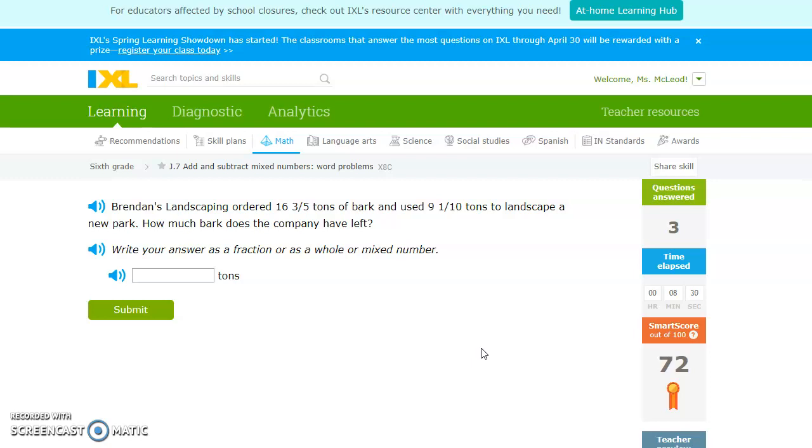So if we use something, that means it's gone. And if we use something, that means we're subtracting. Okay, also let me use my vocabulary words to see if that helps me as well. Here we have, how much does the company have left? So that's telling me, we're looking for what's left.